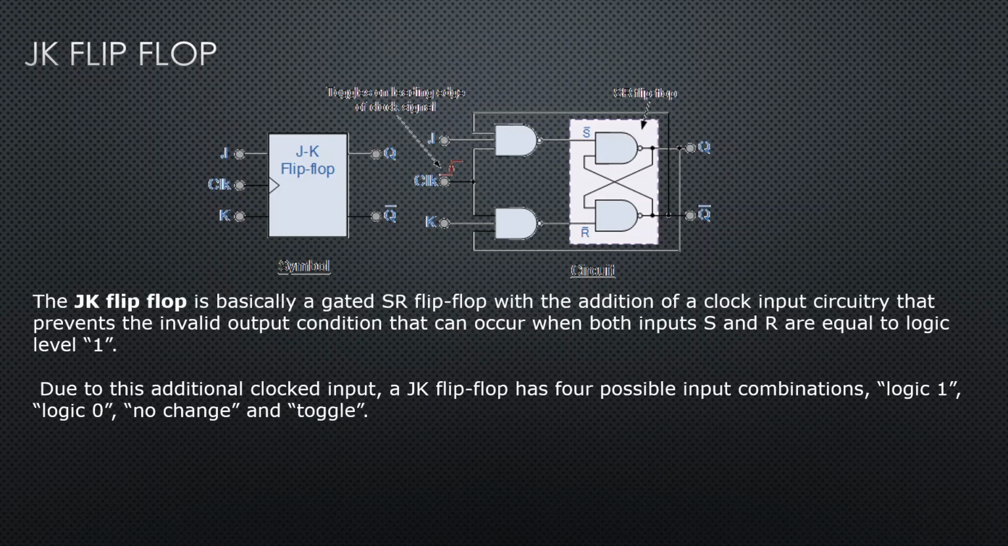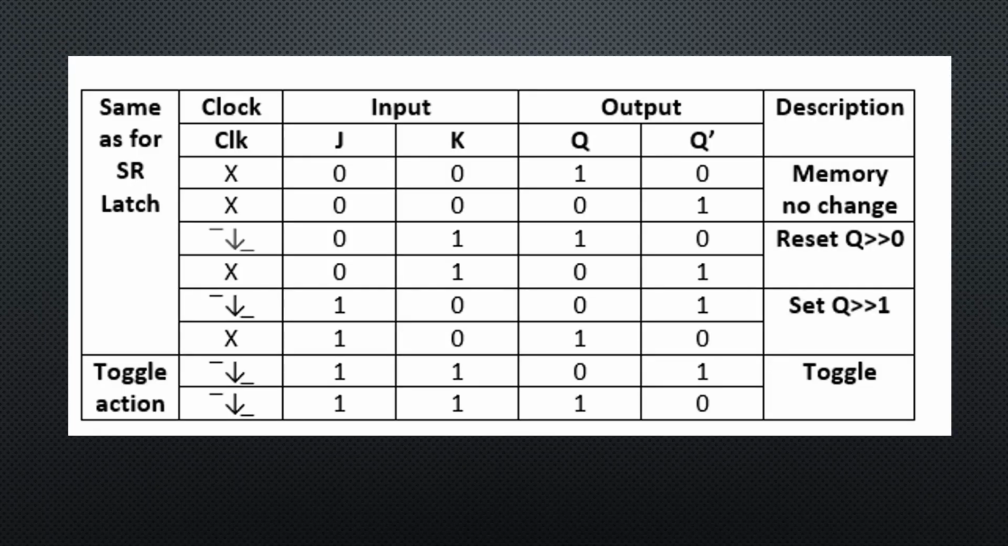JK flip-flop is basically a gated SR flip-flop with the addition of clock input circuitry that prevents the invalid output condition that can occur when both inputs S and R are equal to logic level 1. Due to this additional clocked input, a JK flip-flop has 4 possible input combinations: logic 1, logic 0, no change and toggle. We'll see the characteristic table.